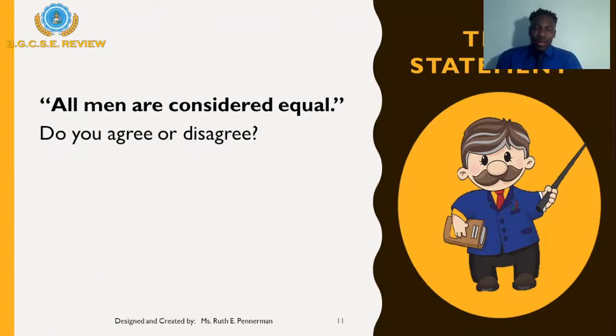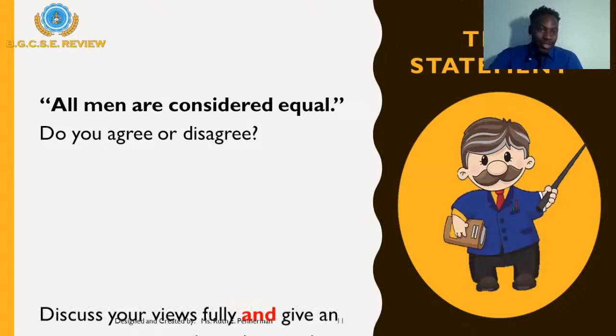Again, I'm not a math teacher. Please forgive these examples if they don't quite add up with what our math colleagues may say. And so do you agree or disagree? That's basically what we're asking. And so we look now.